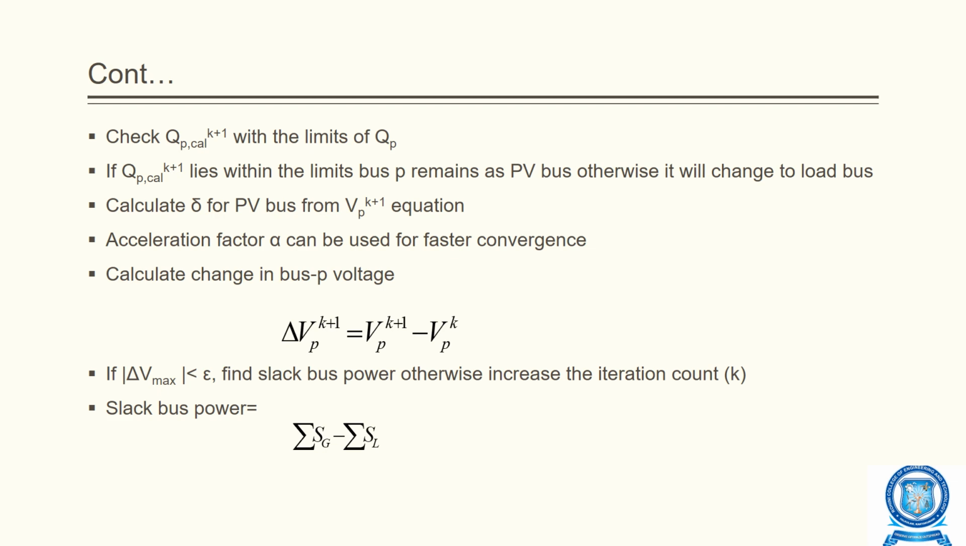Calculate del for the PV bus and for the PV bus Vp k plus 1 equation. Acceleration factor can be used for faster convergence. Calculate the change in bus voltage del V, and if del V is less than epsilon, that is your acceleration factor, find the slack bus power, otherwise increase the iteration count. The slack bus power is equal to summation Sg minus summation Sl. Thank you.